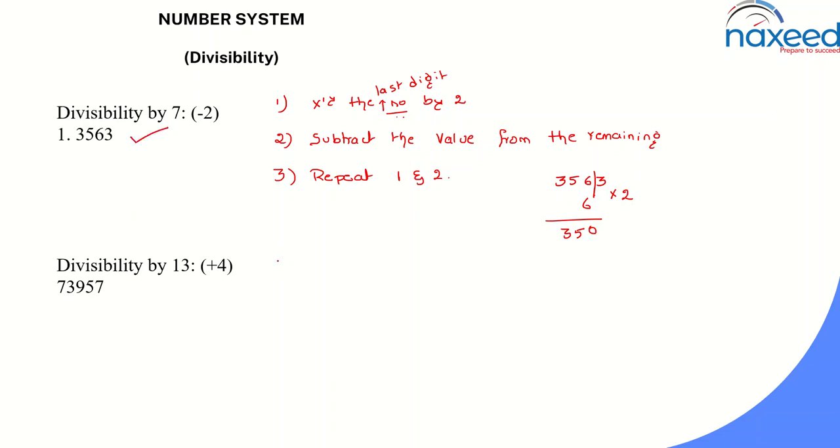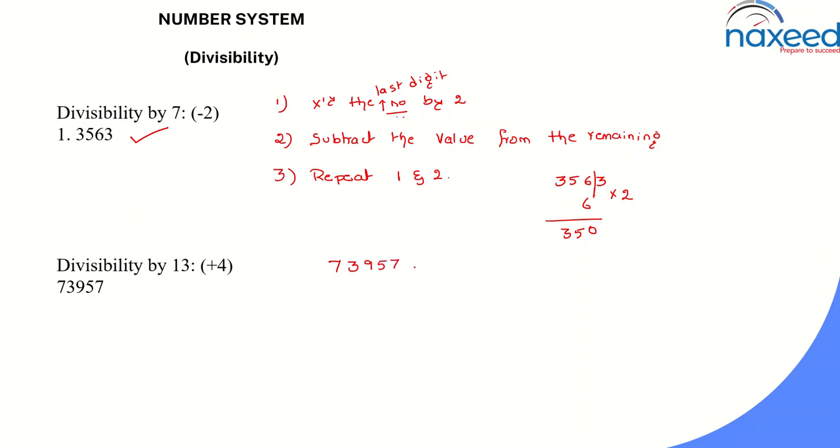One more example I will show here, my dears. That is divisibility by 13. But here the multiplier is 4. So take the last digit and multiply it by 4. Add the value to the remaining number. That's it.